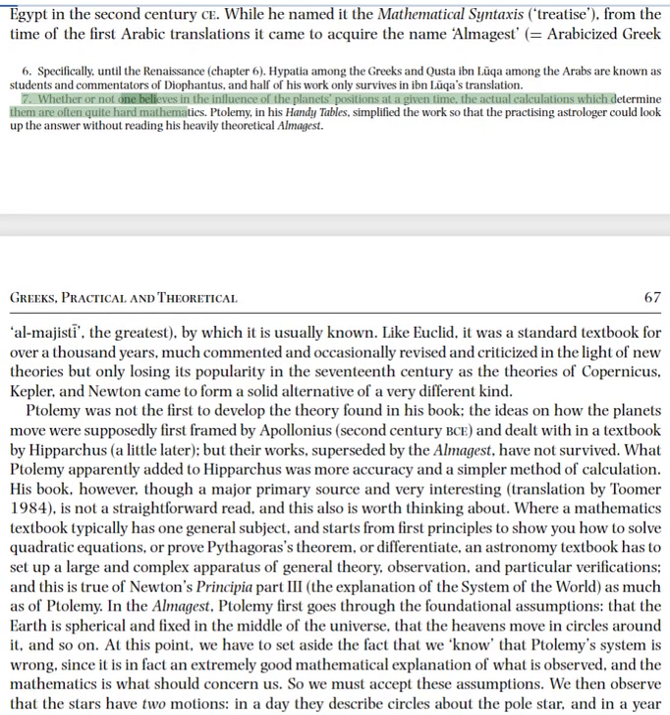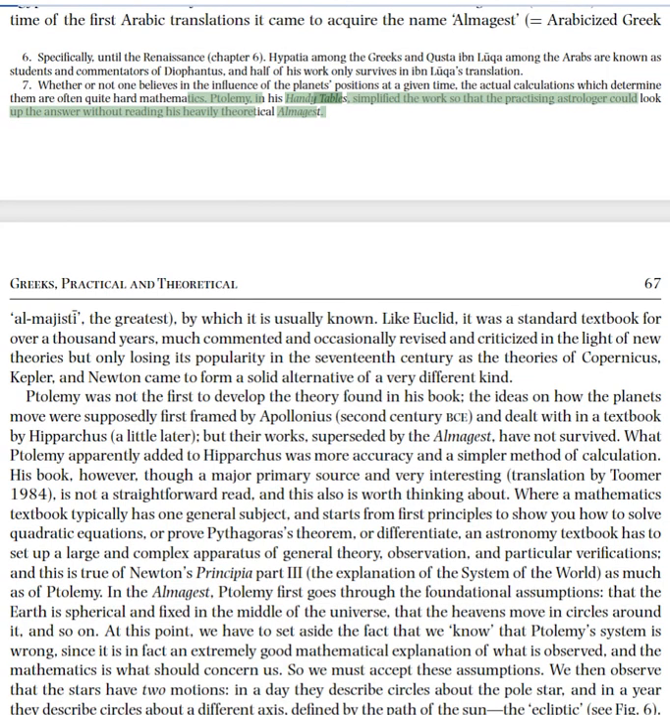7. Whether or not one believes in the influence of the planets' positions at a given time, the actual calculations which determine them are often quite hard mathematics. Ptolemy, in his Handy Tables, simplified the work so that the practicing astrologer could look up the answer without reading his heavily theoretical Almagest.